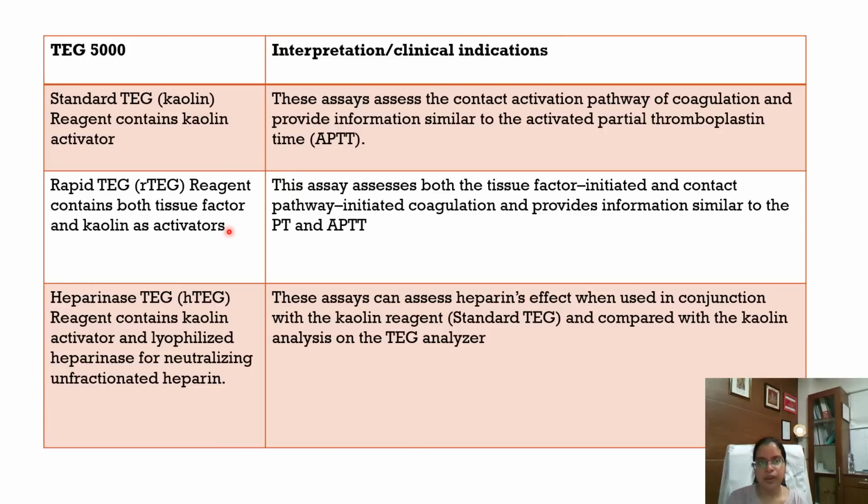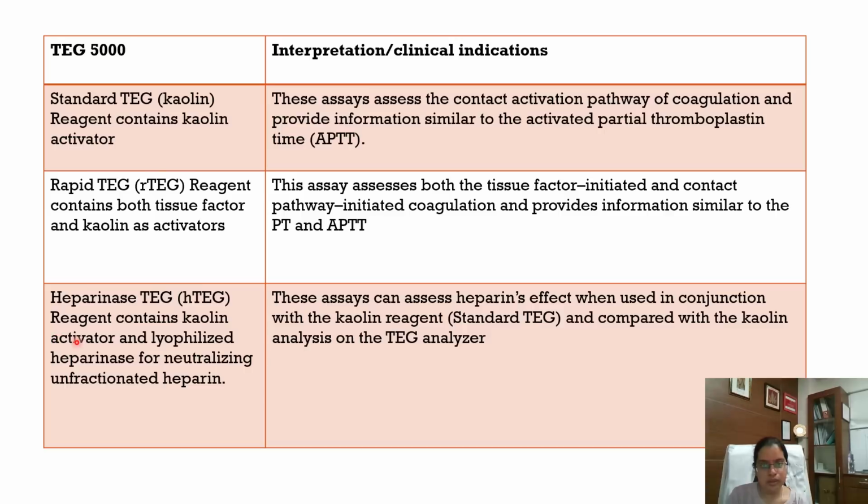Now we have various types of TEG also. We have standard TEG, that is kaolin TEG. In this we take whole blood in the cup, and the reagent that we add contains kaolin, a coagulation activator. Now we have rapid TEG. The reagent contains both tissue factor and kaolin as activators. So this assays both the tissue factor initiated and the contact pathway initiated coagulation, and it provides information similar to PT and APTT, and it is much faster than kaolin activated.